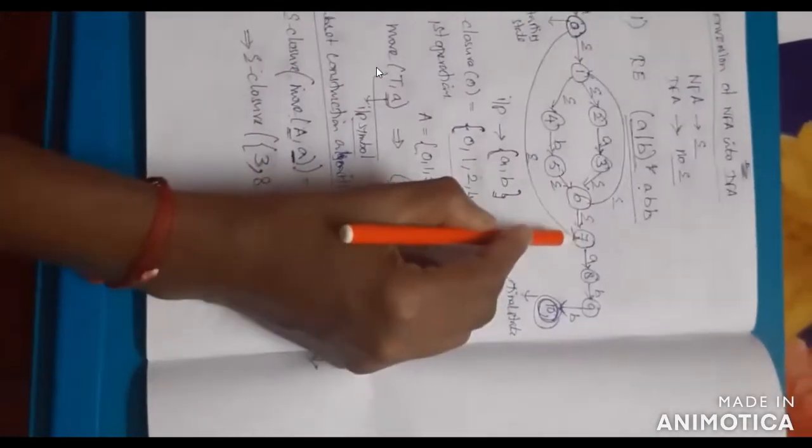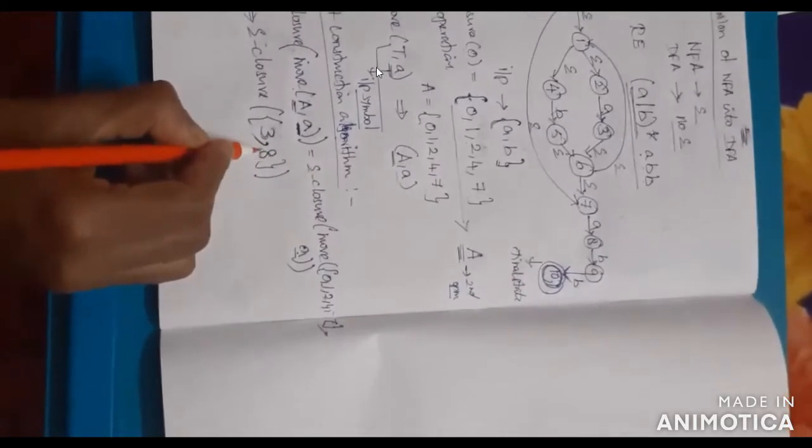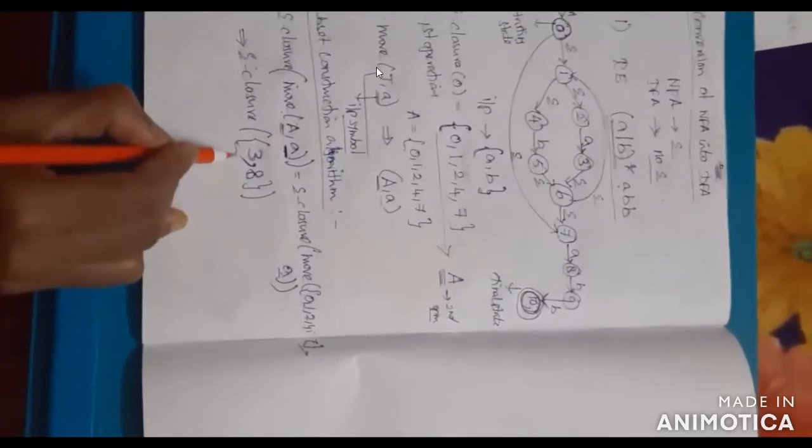Next thing 7. 7 can move to the next state 8. The input symbol is a, so I can add state 8. So what is move? The epsilon closure move of A comma a is 3 comma 8.